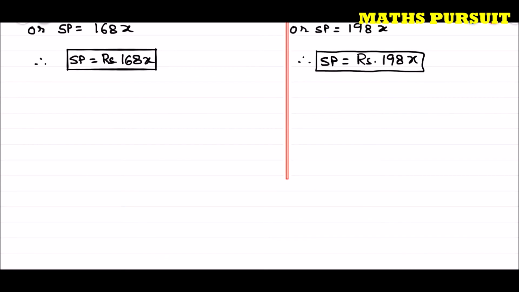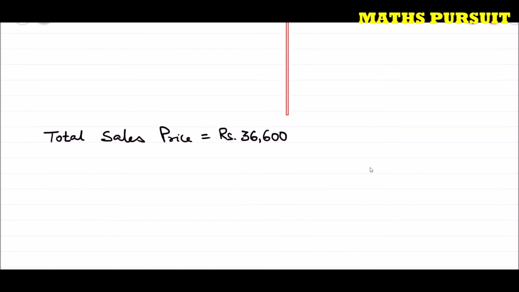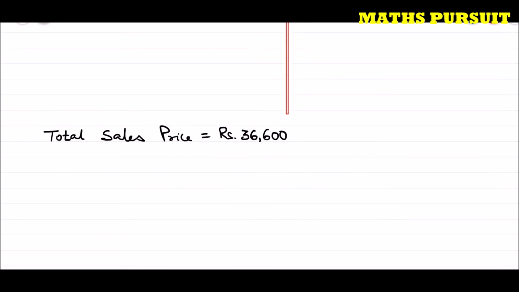Now I will not use these columns again. So let me note it down here. Total sales price is equal to rupees 36,600. This is being given in the question. Now guys, total sales price includes both the selling price of shirt plus the selling price of trouser.